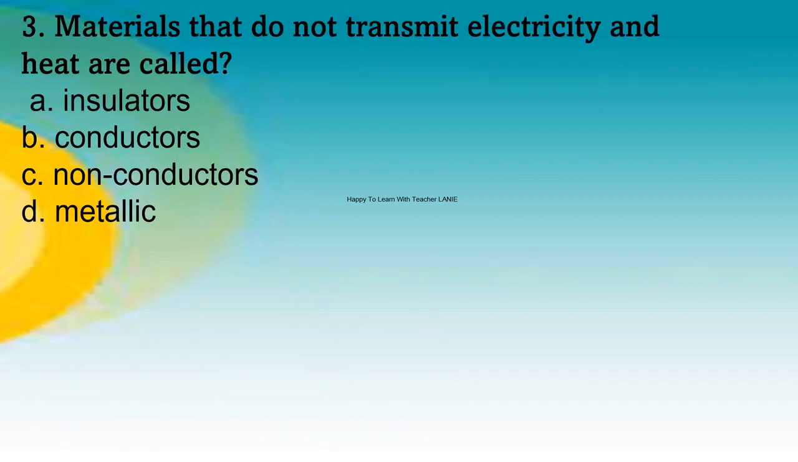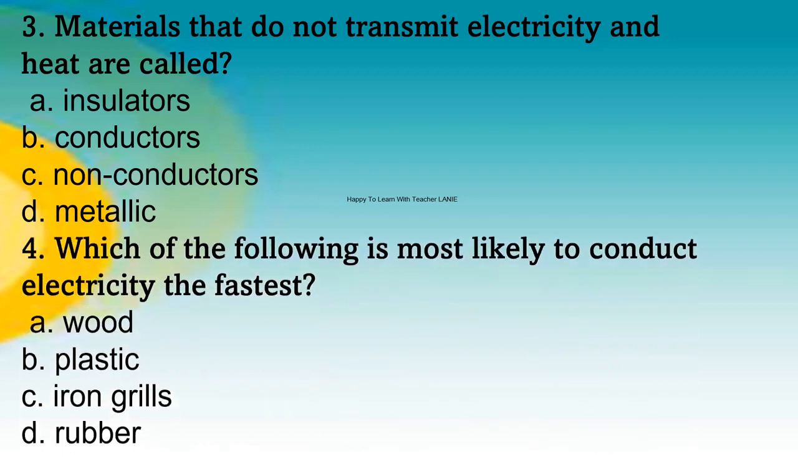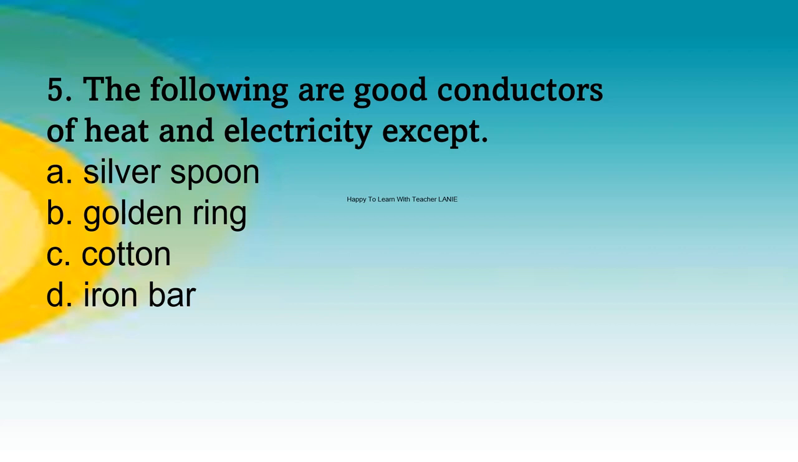Number 3. Materials that do not transmit electricity and heat are called A. Insulators, B. Conductors, C. Non-conductors, D. Metallic. Number 4. Which of the following is most likely to conduct electricity the fastest? A. Wood, B. Plastic, C. Iron grills, D. Rubber. Number 5. The following are good conductors of heat and electricity except A. Silver spoon, B. Golden ring, C. Cotton, D. Iron bar.